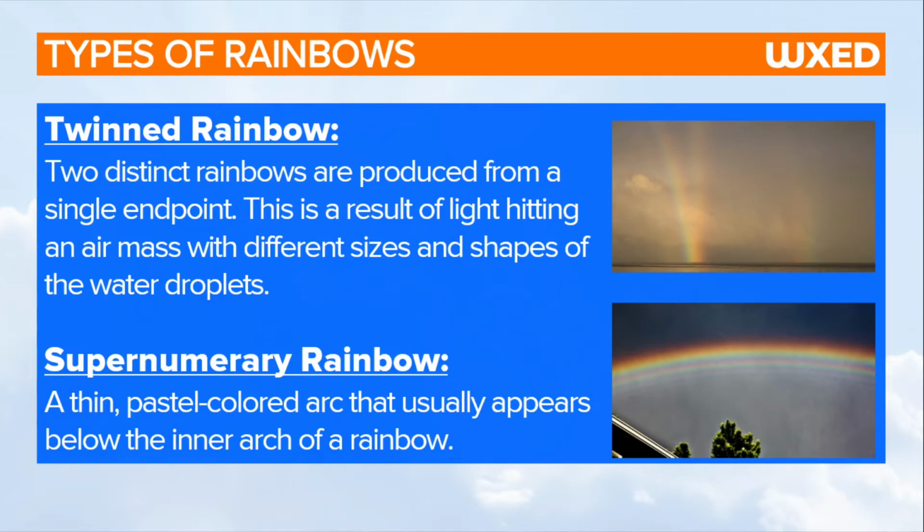Next, we have a supernumerary rainbow. This is a thin pastel colored arc that usually appears below the inner arch of a rainbow. As you can see depicted in the picture, it is lighter on the bottom of the picture than the sky above the rainbow on the top of the picture.